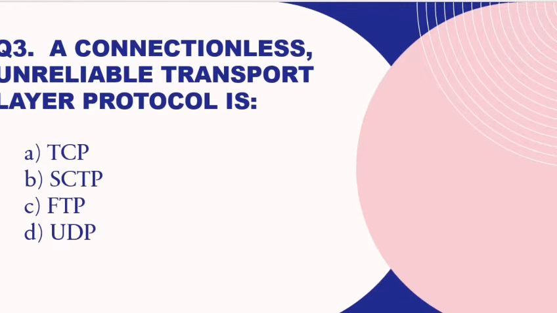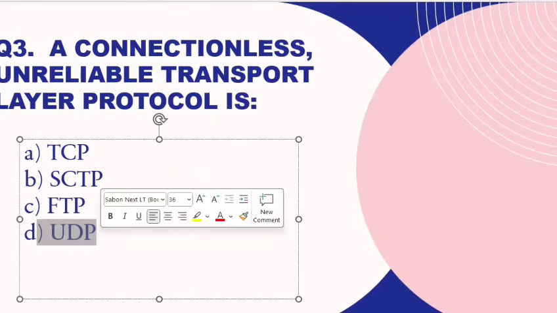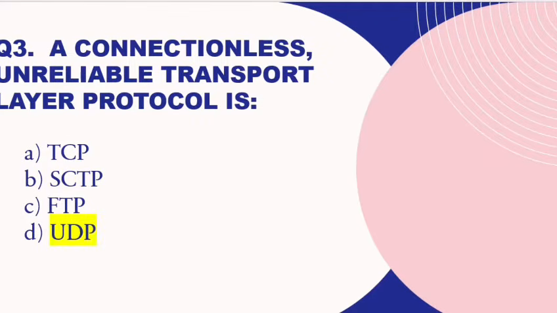Moving on to question number three, a connectionless unreliable transport layer protocol is known as. Options are option A TCP, option B STP, option C FTP, option D UDP. I hope you all have guessed the answer. So the correct answer is option D UDP. Moving on to the other question.